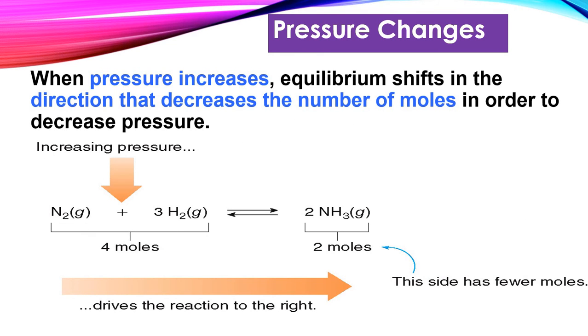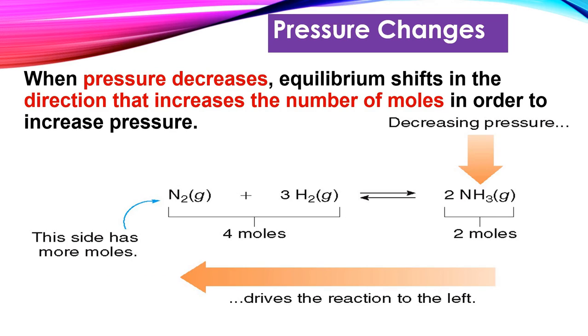Okay, now we worry about pressure again. This is another one, pressure, we already talked about it, but you only add up the ones that are gases. So if you have liquids, solids, aqueous, you don't add those up. You just look at the gases. So here we have 2 moles of gas, here we have 4 moles of gas. Depending on what side we need to go to, if we decrease the pressure, it goes to the side that has the most. If we increase the pressure, it goes to the side that has the least.